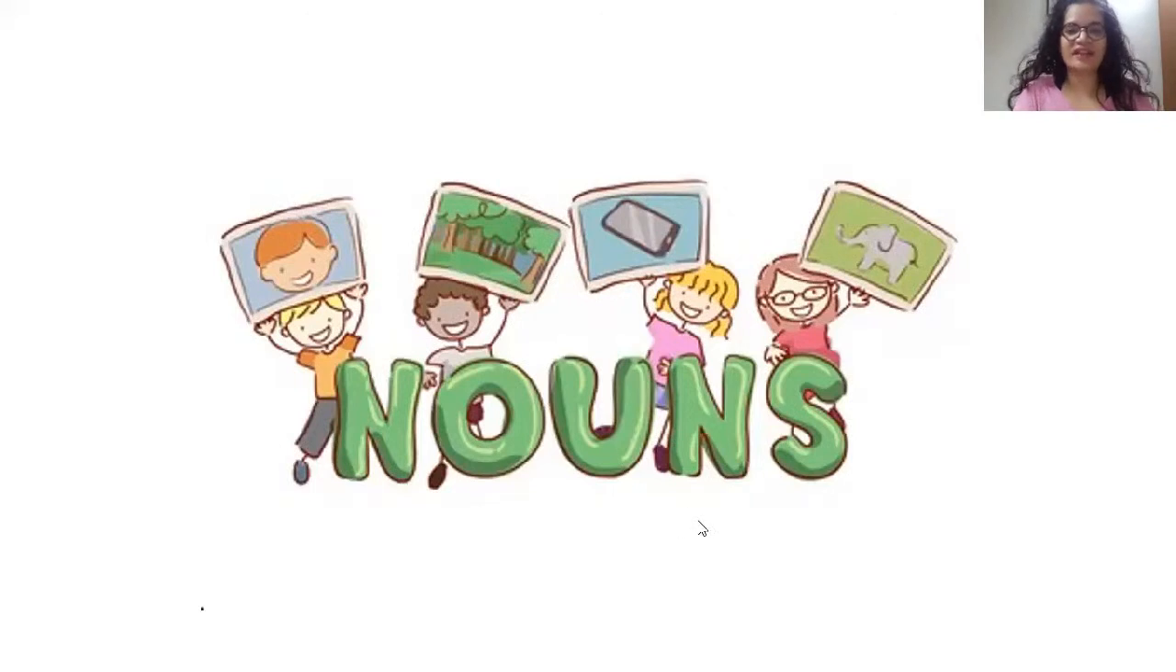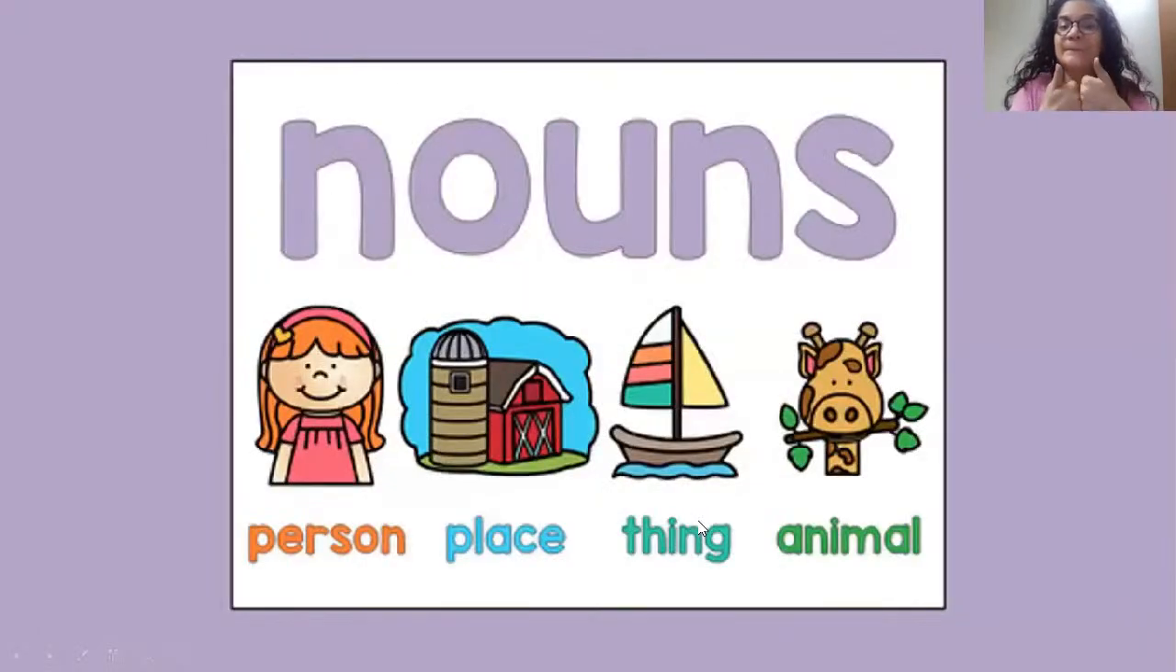So nouns are nothing but person, place, thing, and animal. So for example, look around y'all. Okay, me, I'm right in front of you. I am a person. Maybe look at where you all are. Maybe in the garden, maybe in the house, that's a place. And thing, whatever you're using right now, your phone, your laptop, your tablet, all these are things. A bag, pencil, ball, everything is a thing.